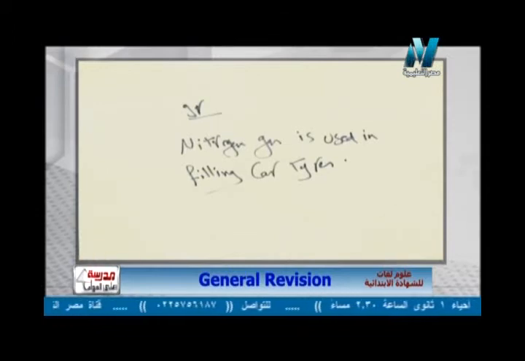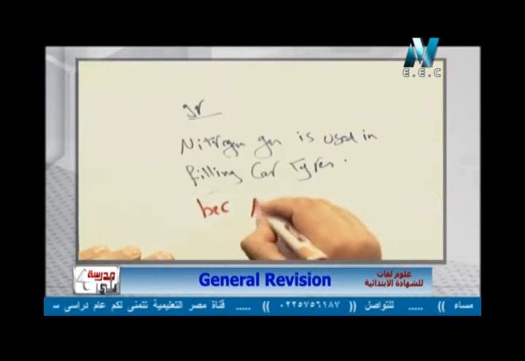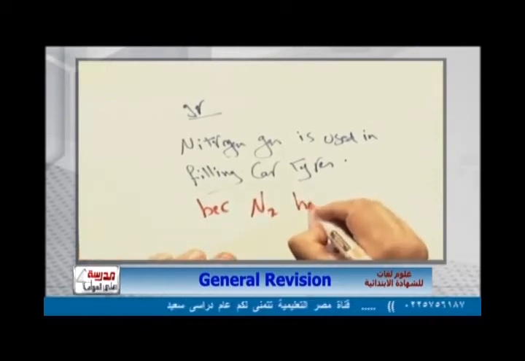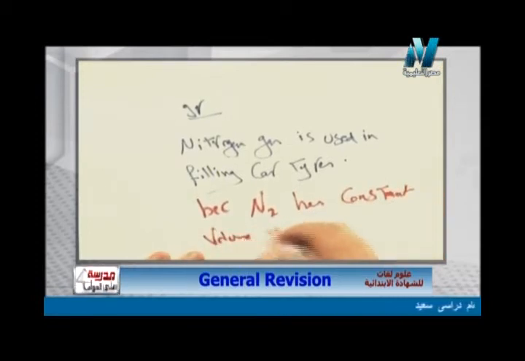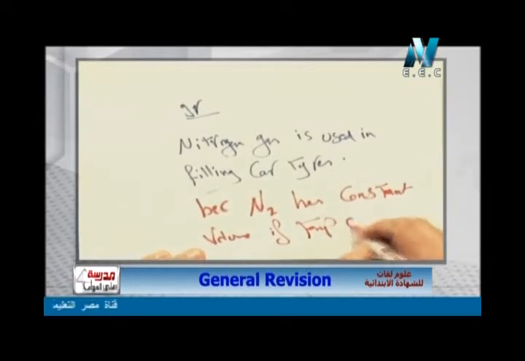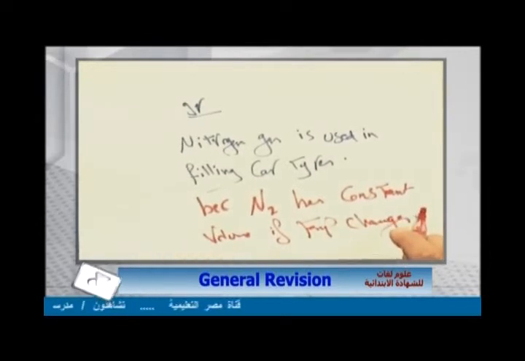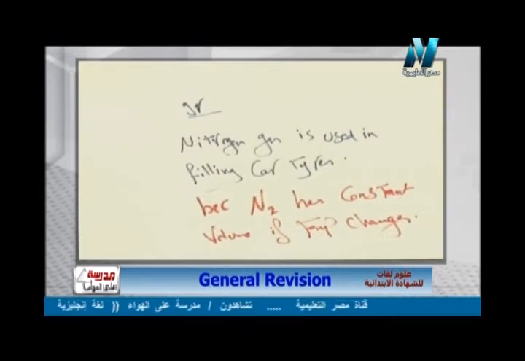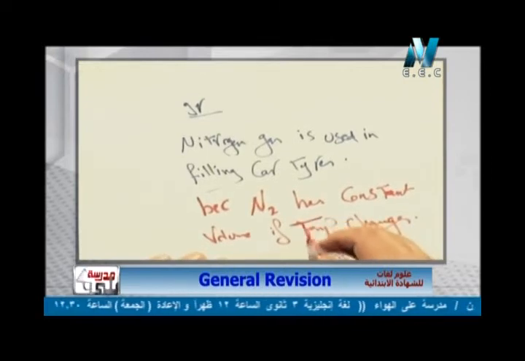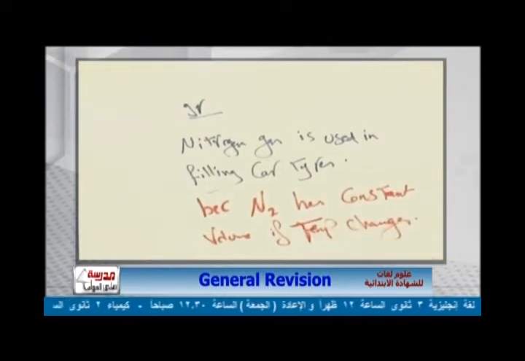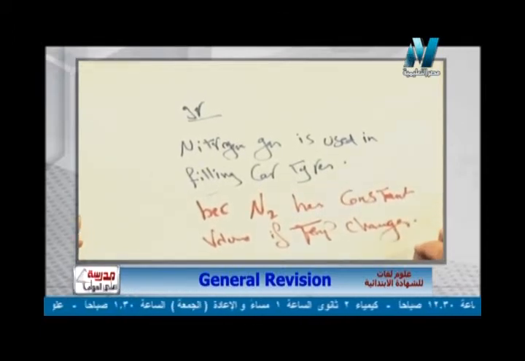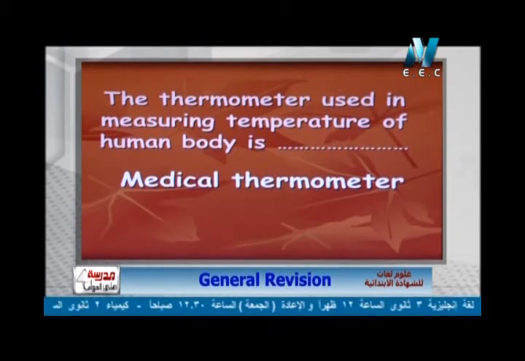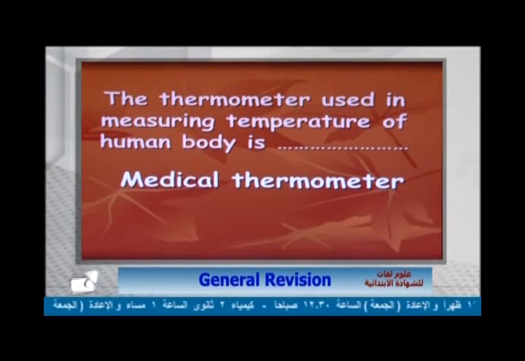Surely the answer will be that because nitrogen, or N2, has constant volume, حجمه ثابت, if temperature changes. Or I can write because nitrogen volume isn't affected, ما بيتأثرش, by changing temperature. So here again nitrogen has a constant volume, حجمه ثابت مهما الجو وحرارته اتغيرت, عشان كده بيحافظ على الcar tires without changing in its volume, and it's very important till 100 Celsius or in some cases 200 Celsius. Another question.